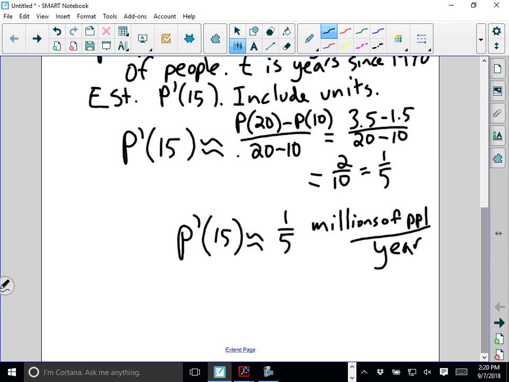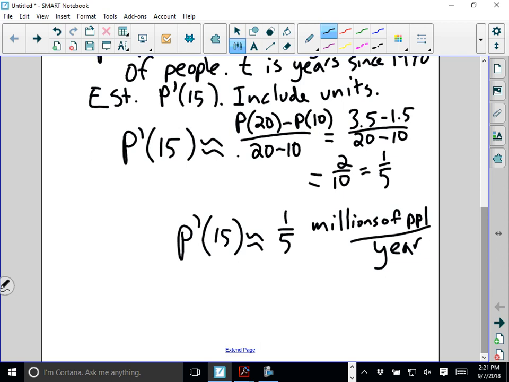And then thinking about the context of the problem. What does this mean in the context of the problem? We'll go more into this later as we prep for other things. But this is just saying that in the year t equals 15, which is years since 1970, so that'd be in 1985, the population was growing, because it's a positive number, at about 0.2 million people per year. So that's kind of what we're going for there. But this right here is going to be sufficient for our test on Wednesday.